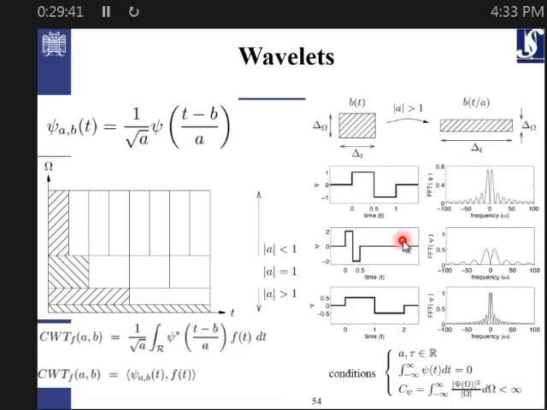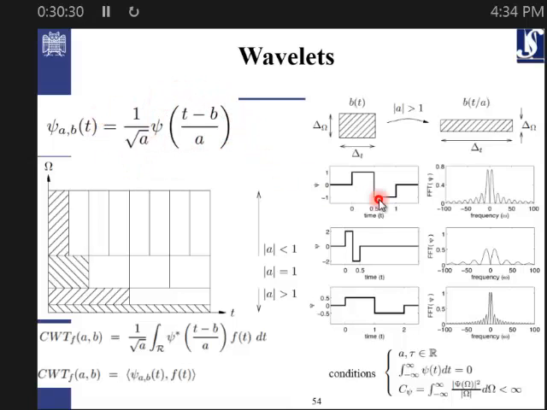Scaling means dilation, so we either compress it or we stretch it. By compression and stretching, we are localizing in time. When you compress it, you're localizing in time, which means you are getting finer resolution in time. And when you stretch it, you're getting coarser resolution in time. Indirectly, you're getting finer resolution in the frequency, but indirectly. And these B and A parameters are the shifting, or translation, and A is the scaling parameter.